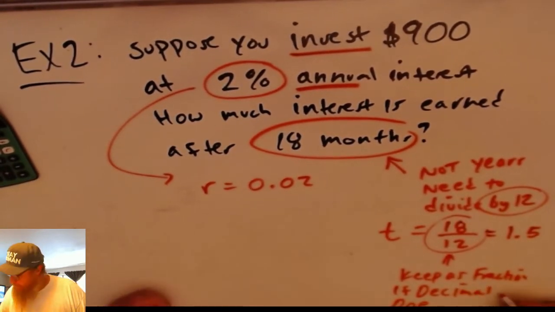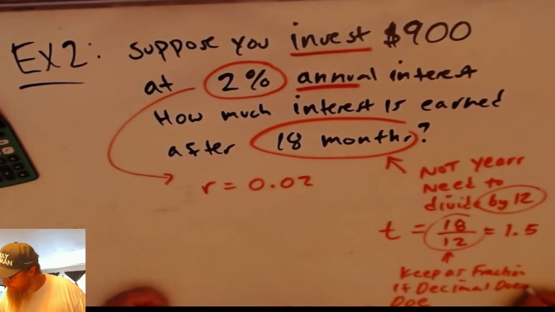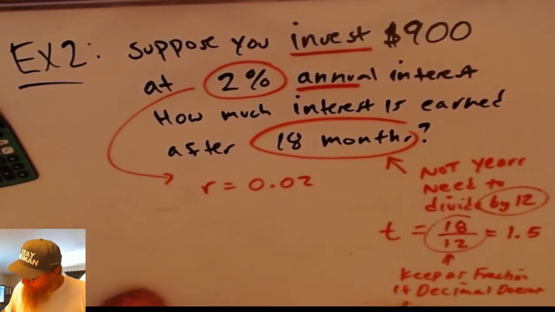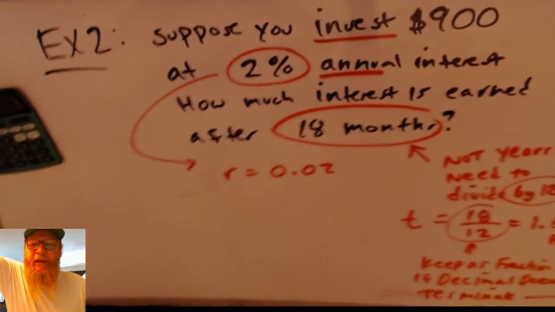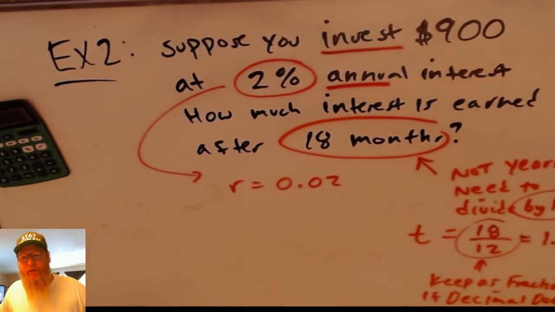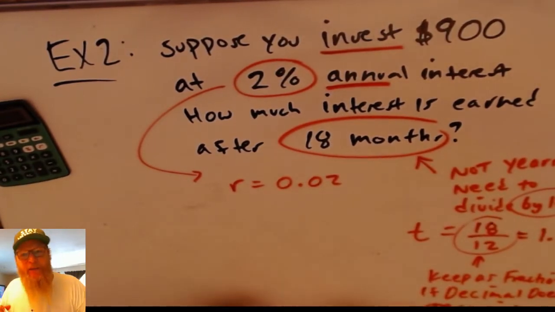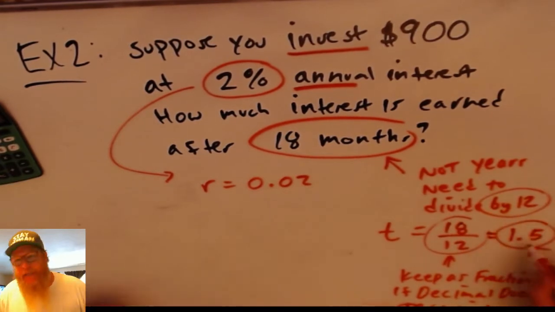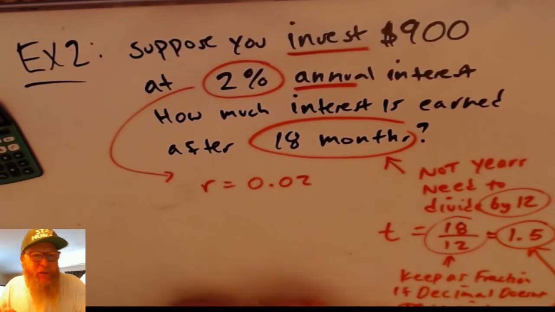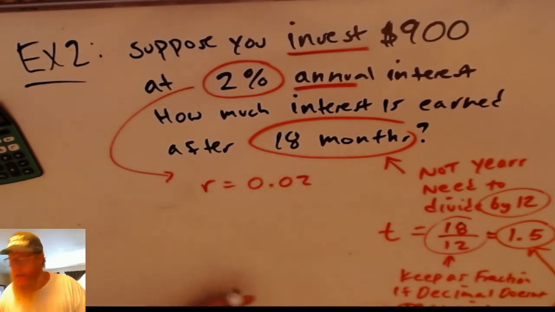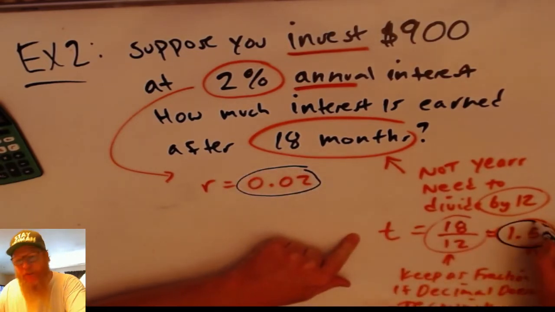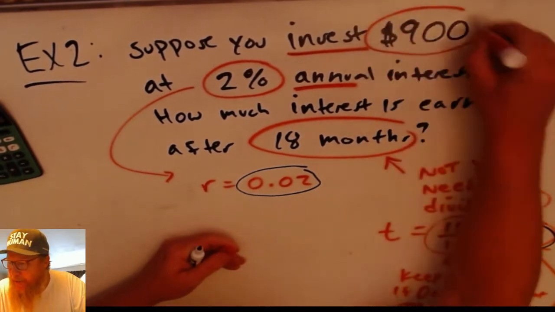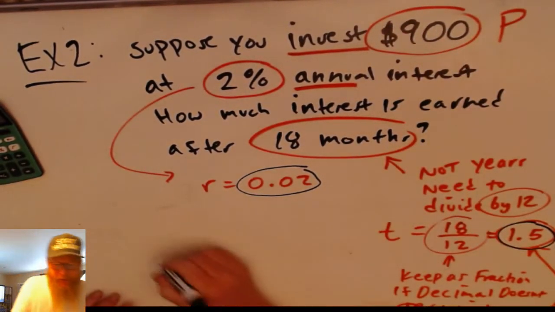I don't know if I have room to write the word terminate here. So if you don't get a nice terminating decimal, I don't know if you can see that, it's down there at the bottom, but if you don't get a nice terminating decimal like 1.5, then just keep it as a fraction, because as soon as you start rounding and things like that, it causes all sorts of errors. Okay, so you got your interest rate, you got your time, which is 1.5, and then you got your principal, which is $900.